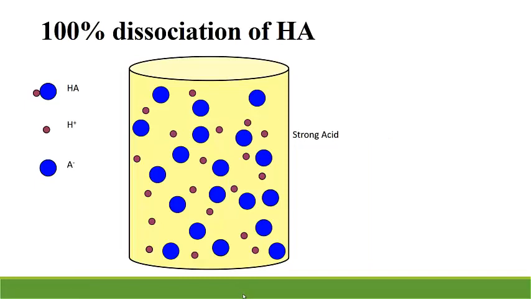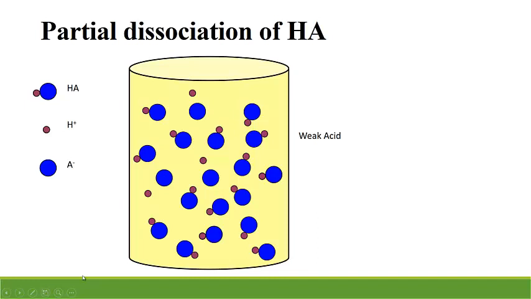If we look at this example, this is 100% dissociation of an acid, HA. So here's our acid. When it goes into solution, you can see it all breaks apart. All the red and blue separate. Now, would it be conductive? Well, of course, because the H plus and A minus are ions. So we have lots of ions in there to conduct electricity.